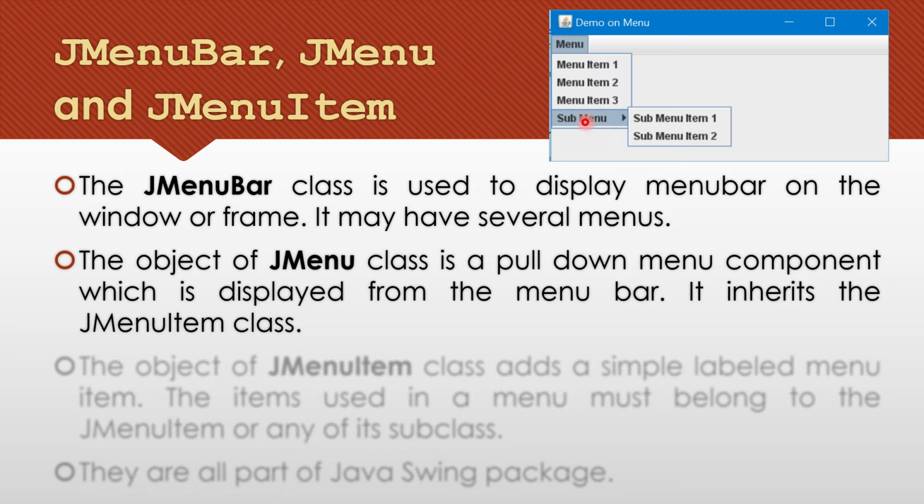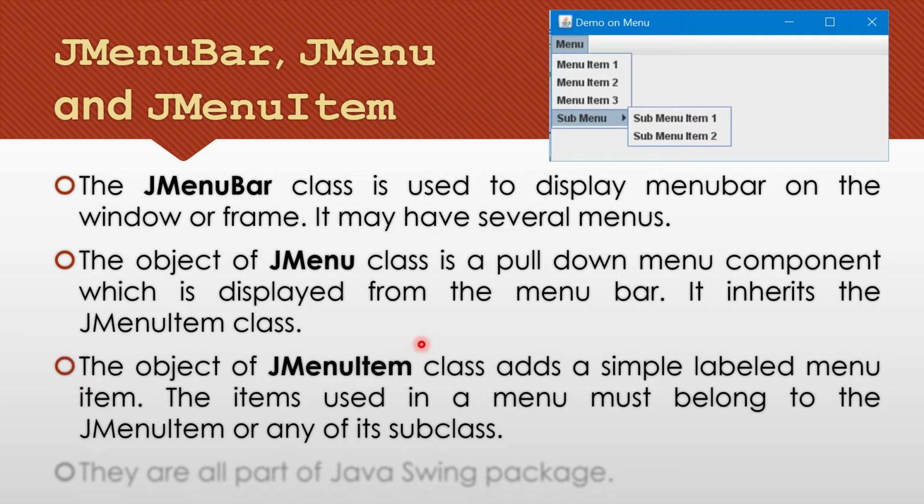Why? Because it has items under them. For menu, it has menu item 1, menu item 2, and menu item 3. Same is true with submenu. It has items submenu item 1 and submenu item 2.